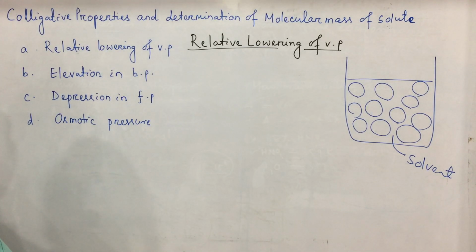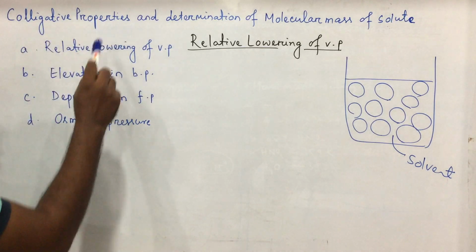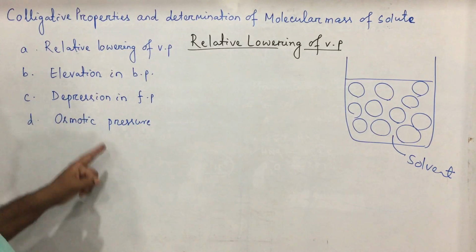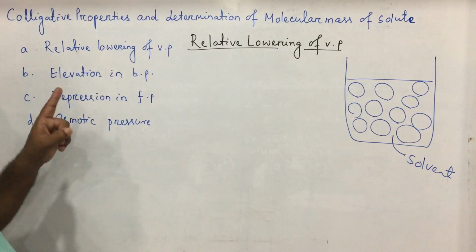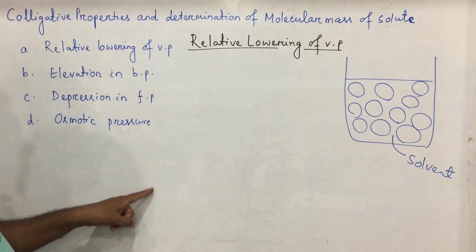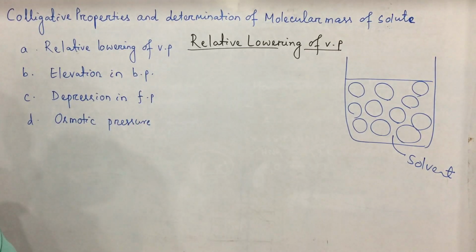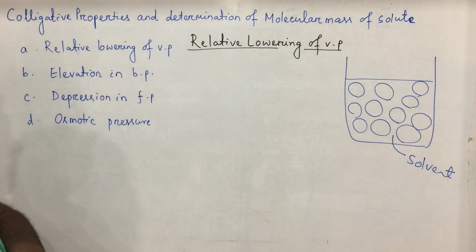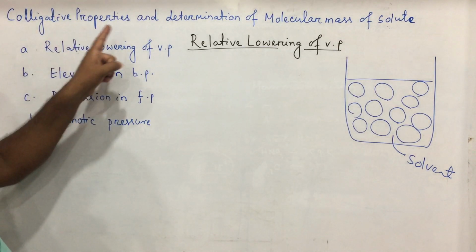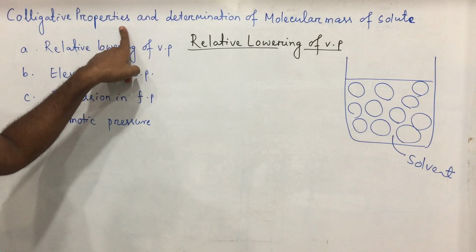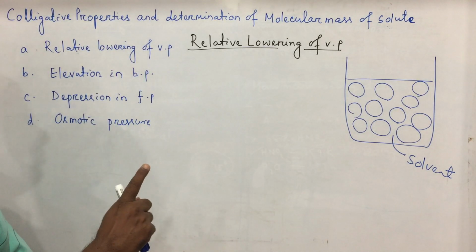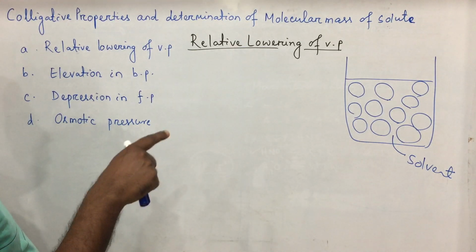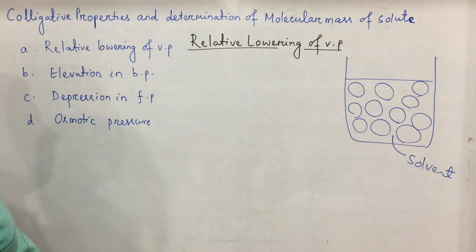First, what is the meaning of colligative properties? Colligative properties means the properties of the solution which do not depend upon the nature of the solute, but depend upon the number of solute particles present in the solution.